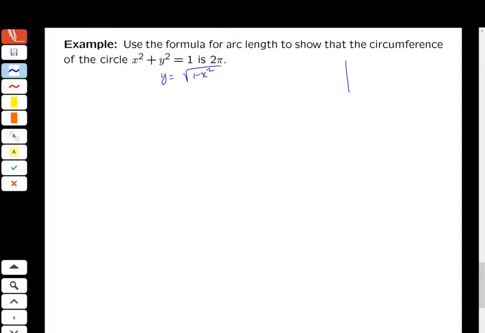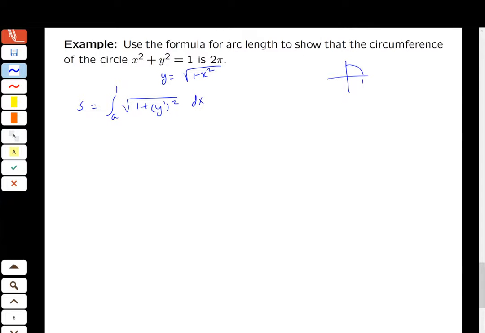And that is our circle, right here in our first quadrant. If I go from 0 to 1 and then multiply it by 4, I'll get the arc length all the way around the circle. So what is our arc length formula? I know I taught it to you guys. The square root of 1 plus y prime squared dx.